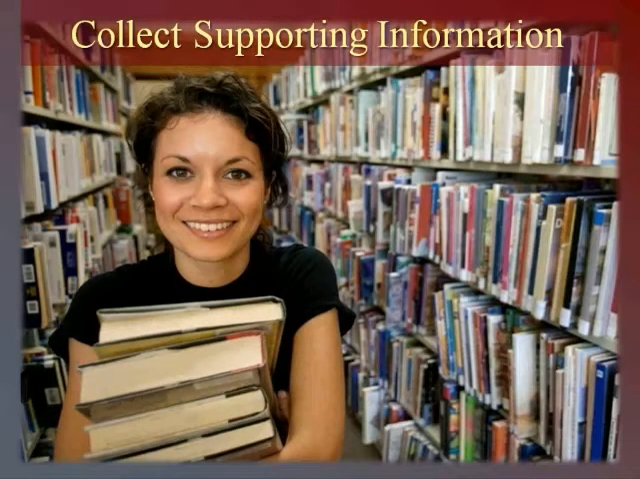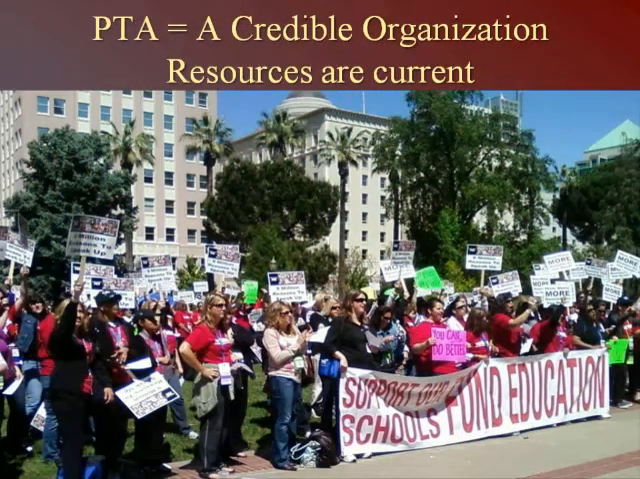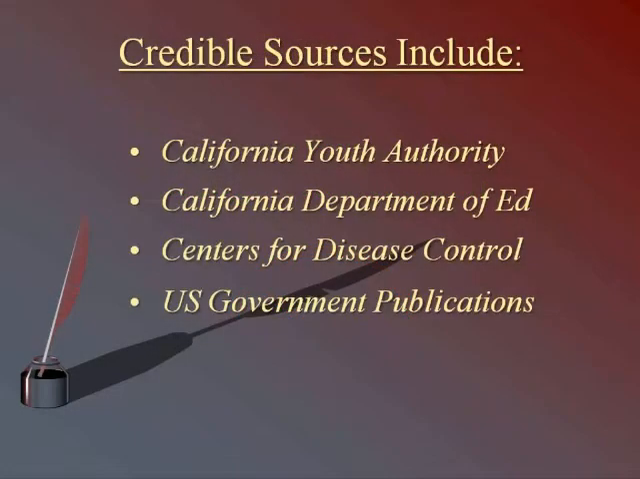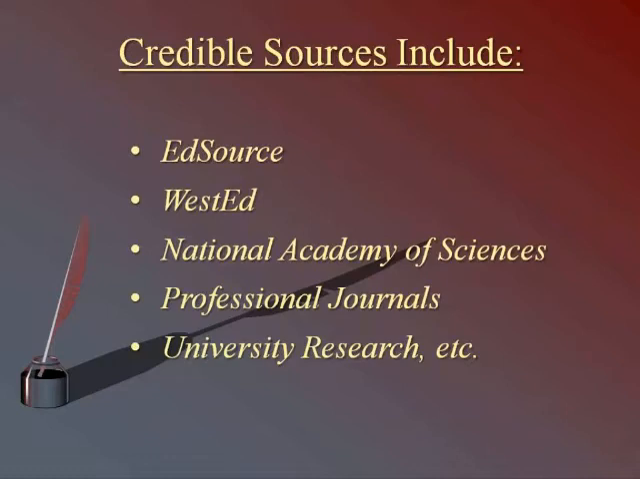You should know that when PTA takes a stand, the position must be well researched using credible and current information. Ensure your data has been based purely on fact and recognized research. Opinions must be avoided. Credible sources of information may come from state and federal government offices, such as the California Youth Authority or the Centers for Disease Control and Prevention. Credible sources might come from highly respected private agencies like EdSource or the National Academy of Sciences. And credible sources can also be from professional journals.